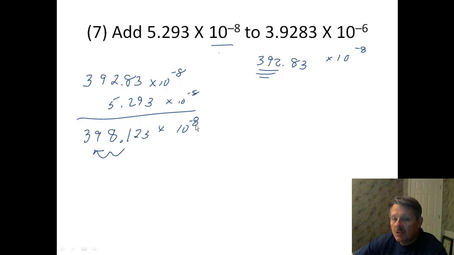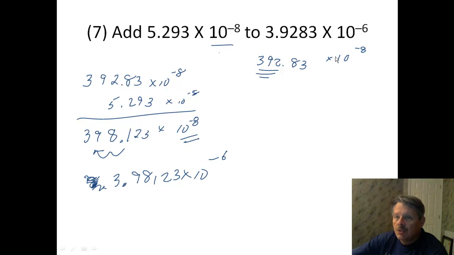I have to make this number smaller. I have to make this one bigger. All right, so it's going to become 3.98123 times 10 to the, well, I made this number smaller. I had to make that one bigger, so it becomes minus 6. All right, so you'll notice had we tried the minus 6 to begin with, that would have worked better.